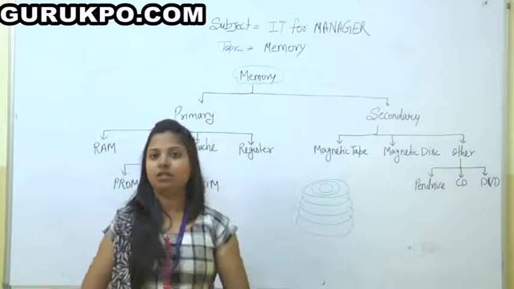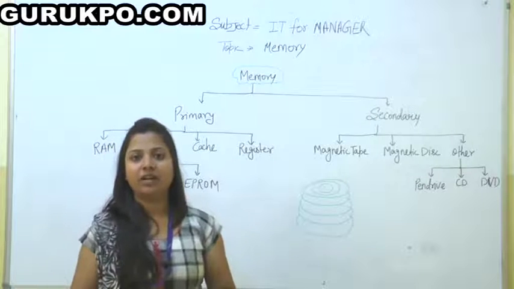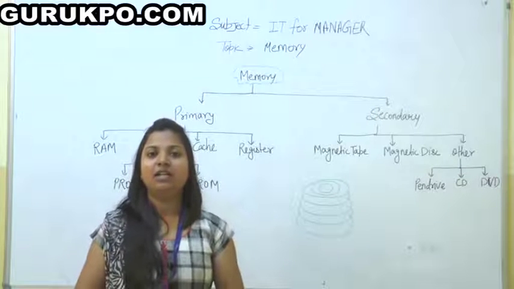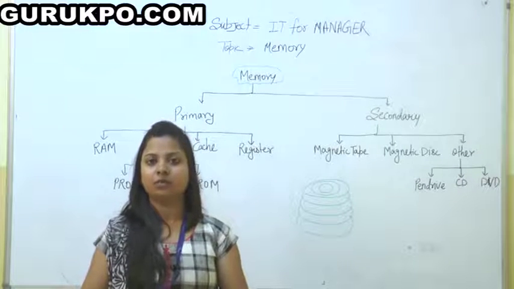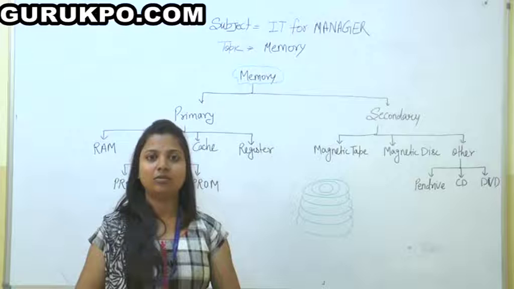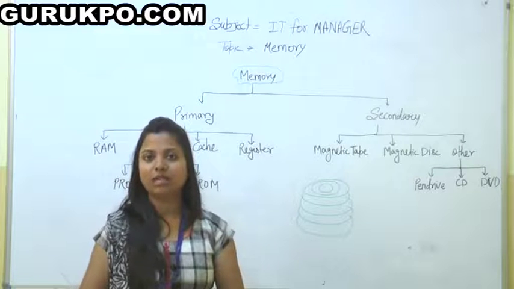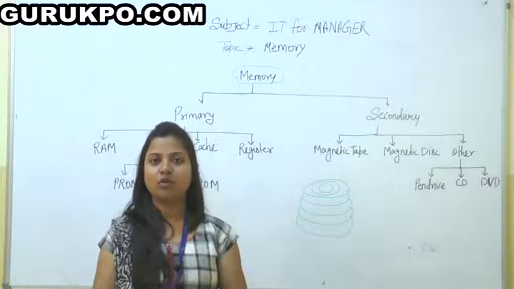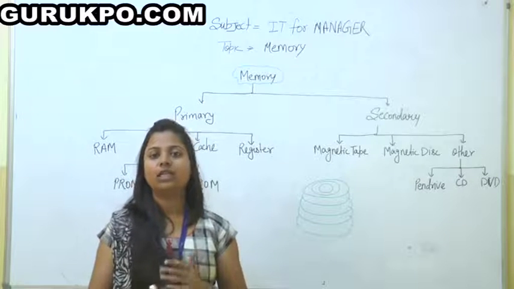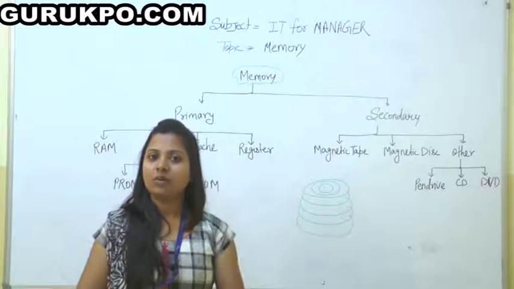Now the other storage devices are pen drive, CD and DVD. We can store data on them, but only in a small amount. So if we want to store a large amount of data, then we use these two, and if we want to store a small amount of data, then we can use other devices. So that's all about memory.